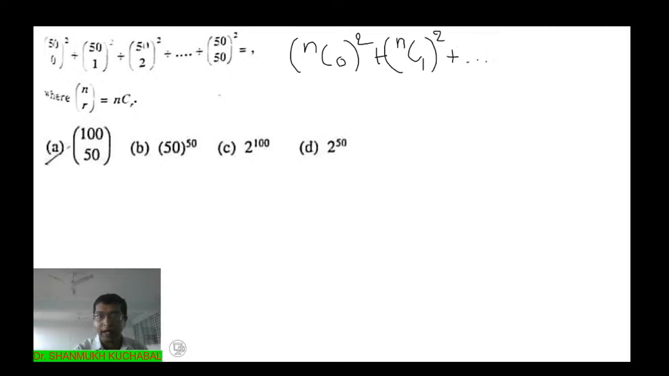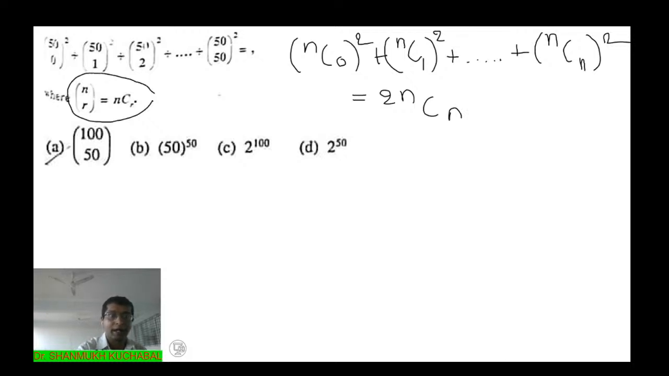Similarly, we have 50, so we can write nCn, it is a whole square. So further, the solution for this is 2nCn. That notation here they have defined it. So according to that I have written, and this is a standard one, we can write 2nCn.